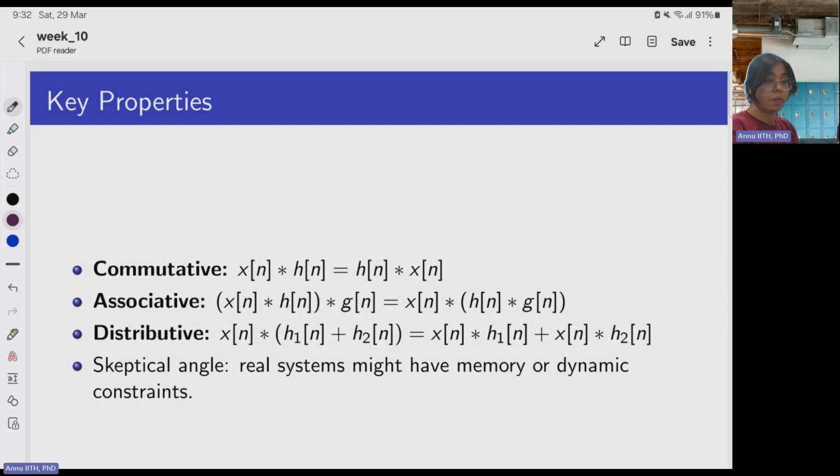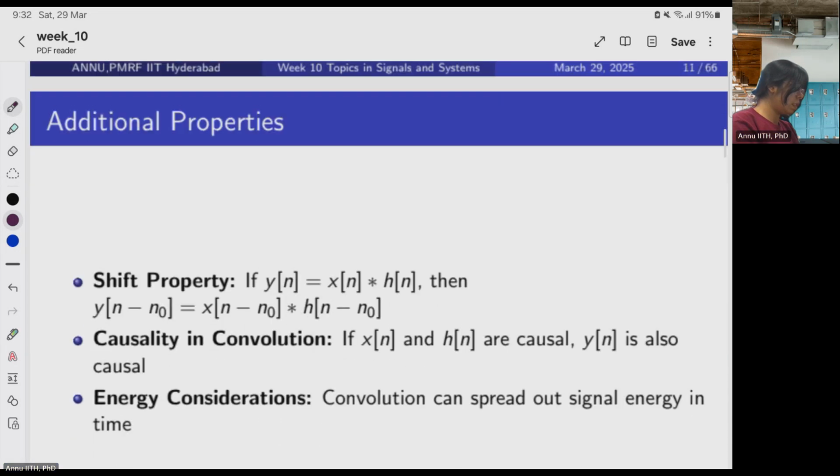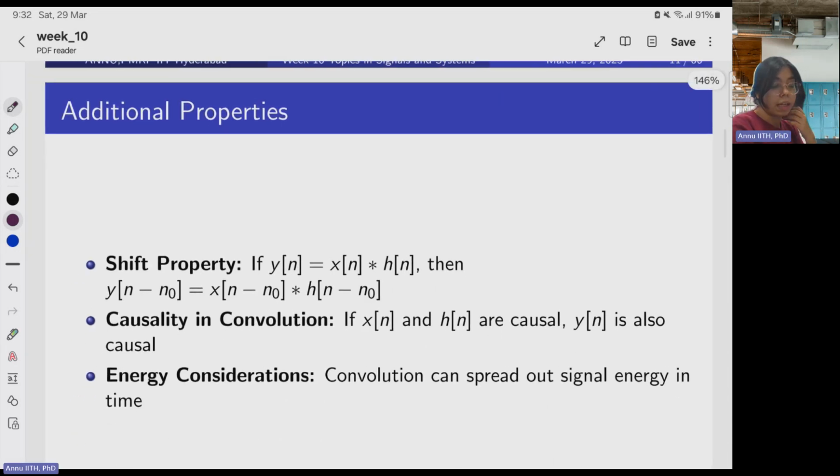So commutative, associative, distributive, it's similar to the real time. There are some additional properties, like shift properties. You have x[n] convolution with y[n].